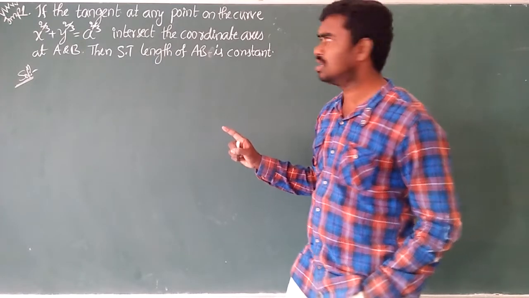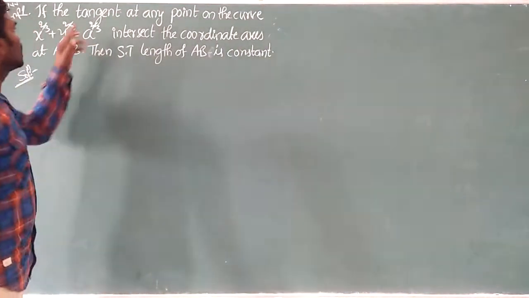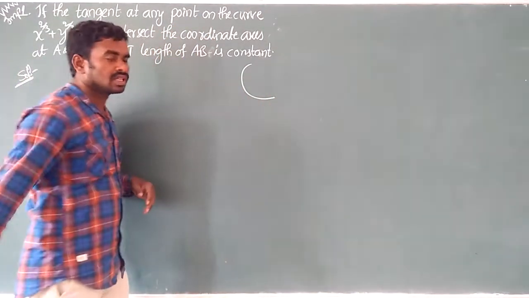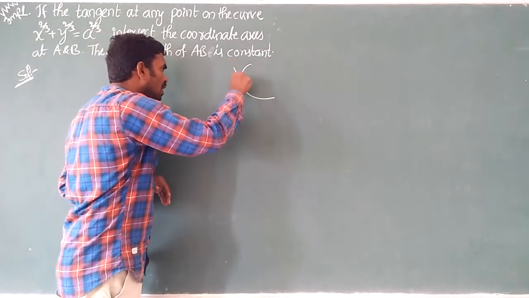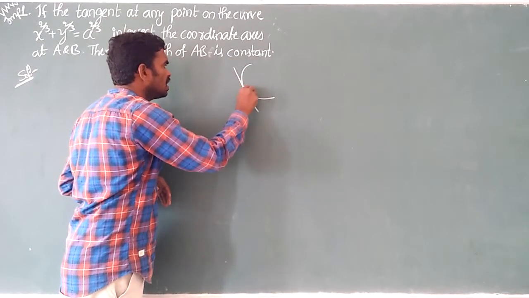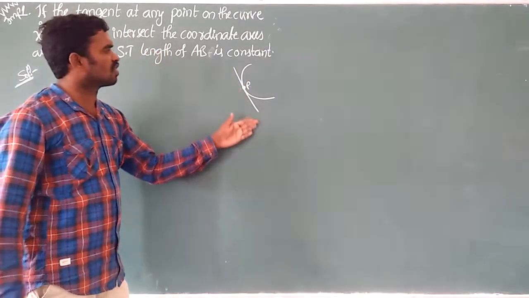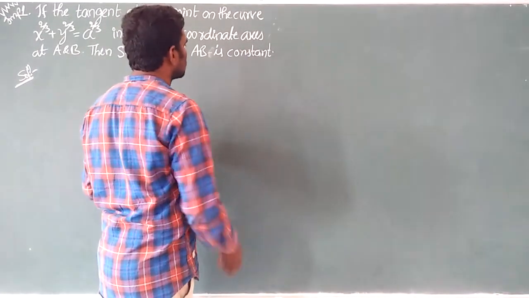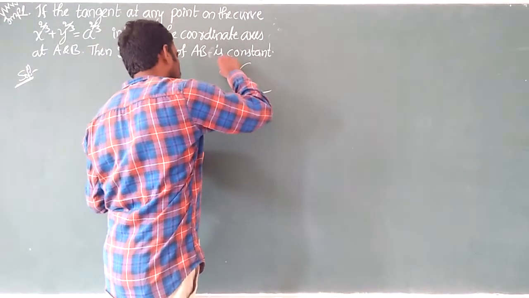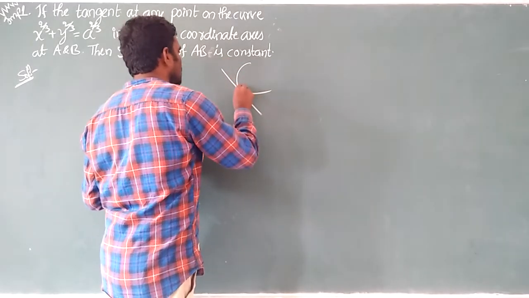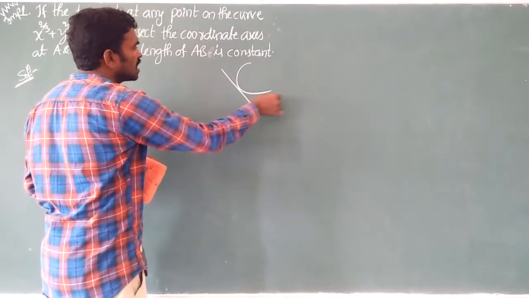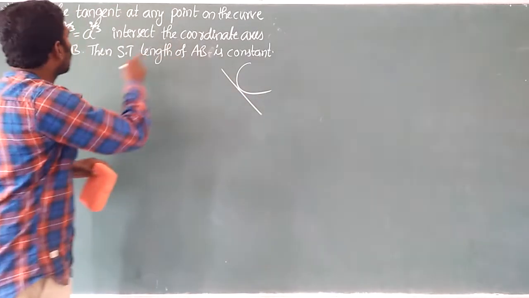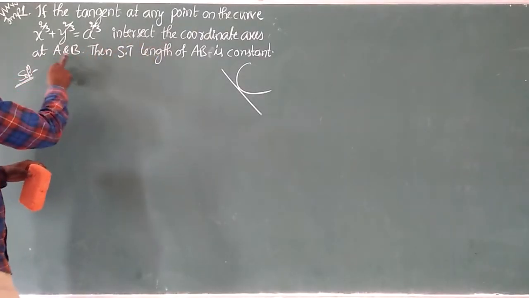Do you understand the question? Let me revise this. The tangent at any point on the curve. Suppose this is a curve, and at any point on it, for example here some point P, the tangent is this one. We can draw the tangent here. So this tangent intersects the coordinate axes at A and B.